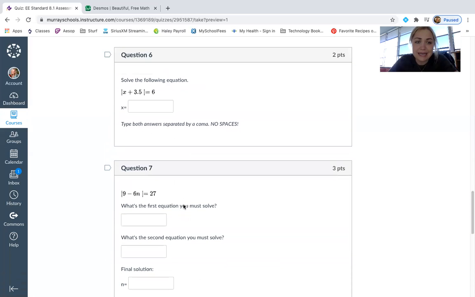Question number 6. I need to figure out what this overall absolute value is for being a distance of 6 from 0. So I'm going to start by splitting my equation into 2 separate equations. So remember, this is where you saw in the notes I took, I said we're going to have a positive option and a negative option. So the positive option would be x plus 3.5 equals 6. And the negative option would be saying x plus 3.5 equals negative 6.